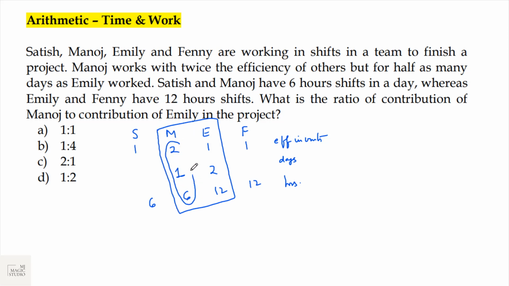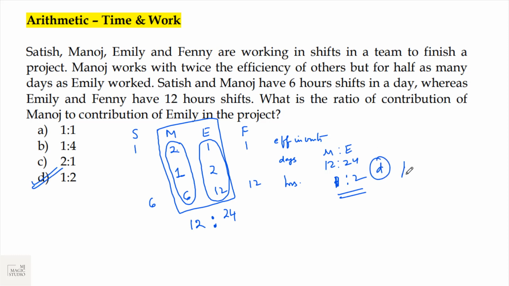The number of units produced by Manoj in the project is 2 into 1 into 6, that is 12. And the number of units produced by Emily in the project is 1 into 2 into 12, that is 24. So since it is the total work done, the ratio of contribution of Manoj to Emily will be simply 12:24, that is 1:2. Yes, that we have in option D.